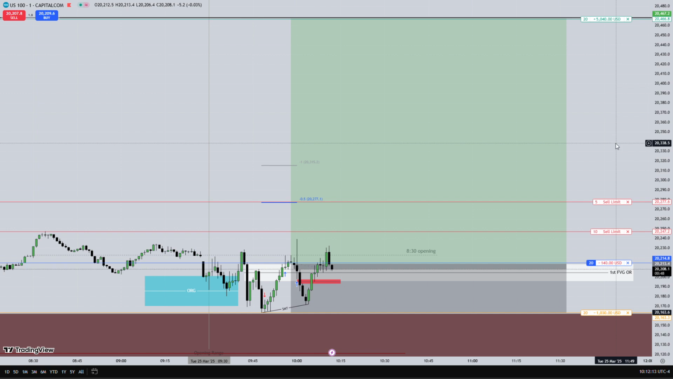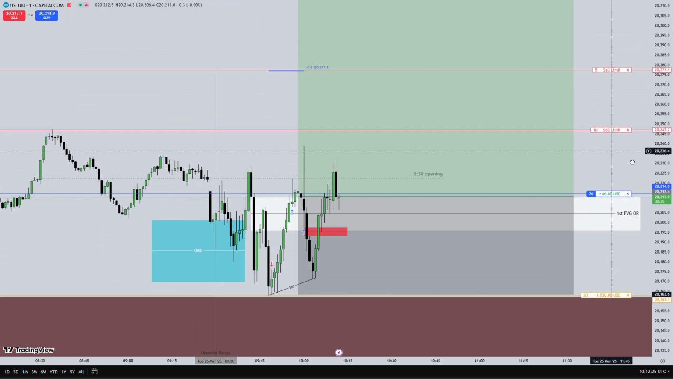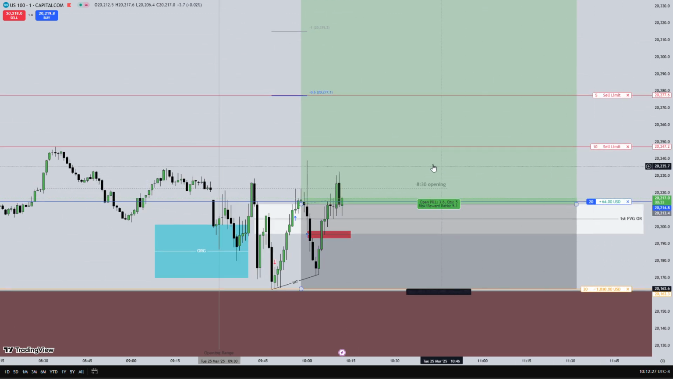This model works really good when price is one-sided and it's in a trending market. But right here we can see again we have a trade above the 8:30 opening, and then it started to trade lower again.